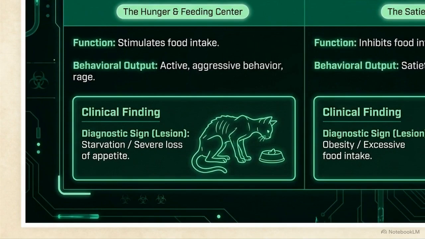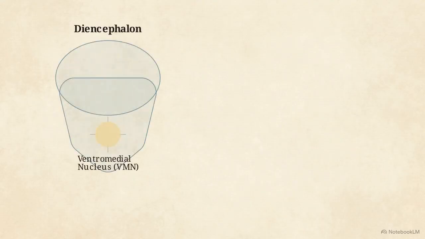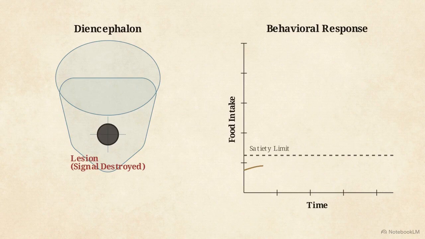Its anatomical and functional antagonist is the ventromedial nucleus, which serves as the strict biological satiety center. A lesion to the ventromedial nucleus destroys the signal to stop eating. This loss of inhibition leads directly to unrestrained food intake and severe obesity.